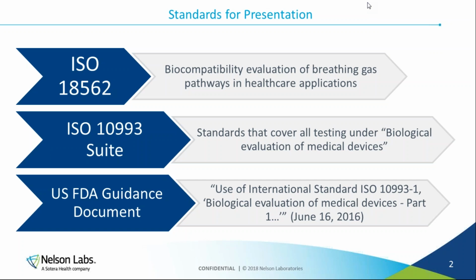And 18562 is what we would consider a vertical standard that helps us assess the additional risks that are inherent with gas pathway devices. We will also discuss some information that is found in the US FDA guidance document on the use and interpretation of ISO 10993.